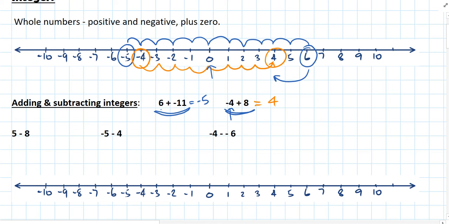So just to recap, adding a negative number, we're going to head off to the left. Okay, getting more negative. Adding a positive integer, we're going to move to the right.